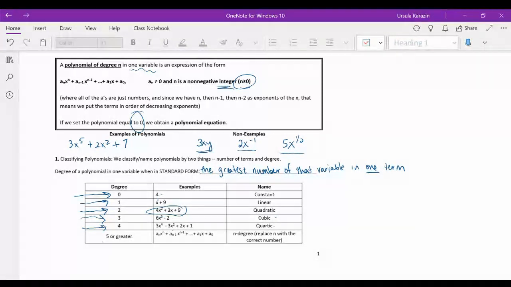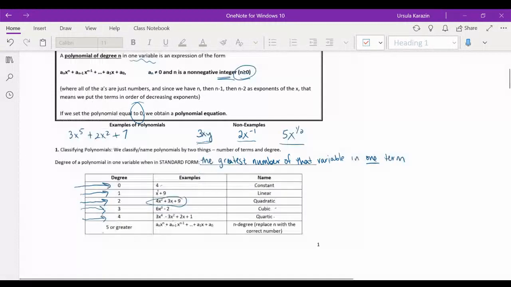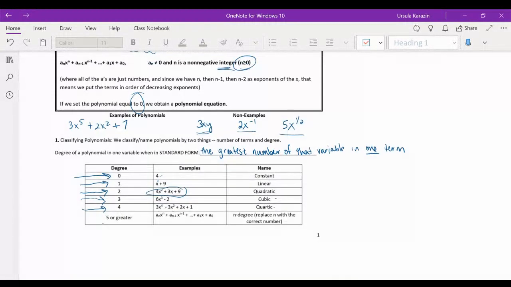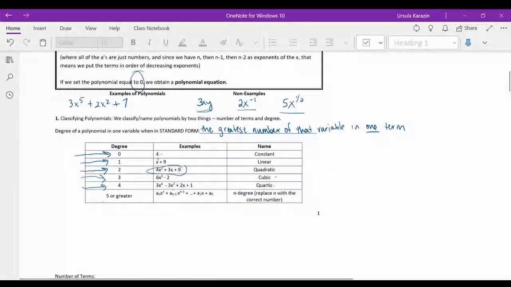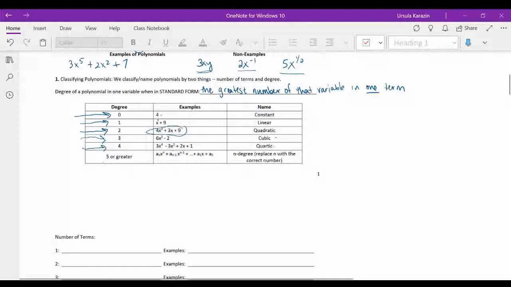And if it's 5 or greater, we call that n degree. And we don't call it n. Whatever the number is, we put in place of it. So if it's 5, we call it 5th degree. If it's 7, we call it 7th degree. Okay, so that's by degree.